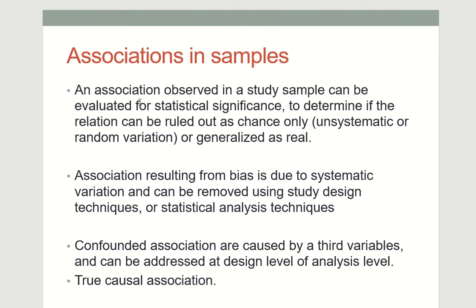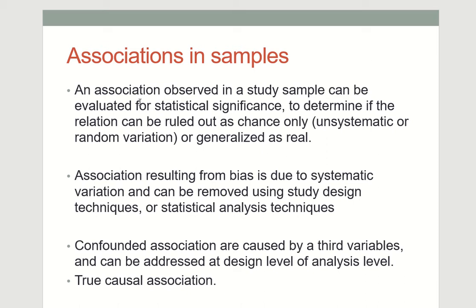Here's another issue. Associations observed in a study sample can be evaluated for statistical significance to determine if the relation can be explained by chance only. Mainly, what we're trying to say here, and I think you've heard me say this in previous lectures, you're working in a sample, you're not working in a population, and therefore to be able to extrapolate to the population, you have to check if the results are due to chance only, whether there is statistical significance, meaning they really reflect a real association that exists in the population. So that's the idea.